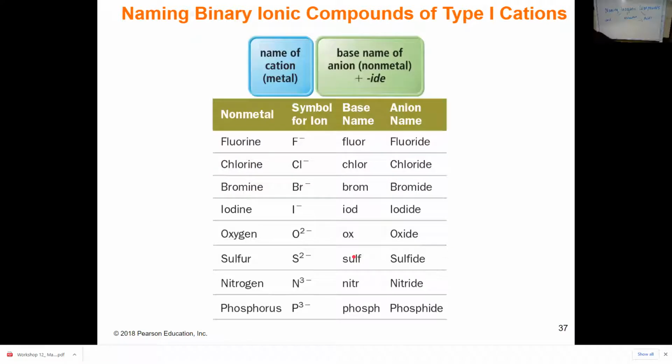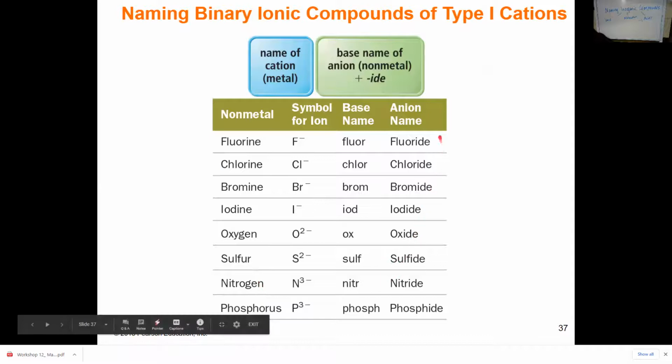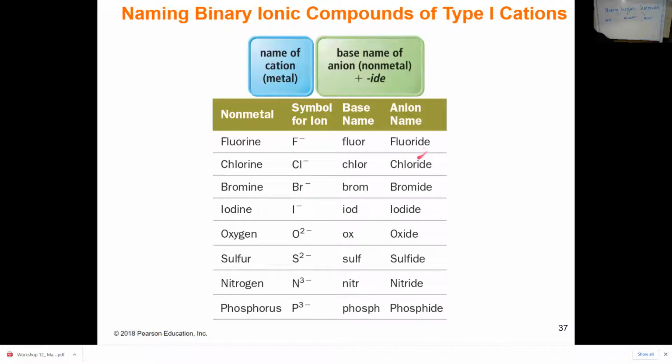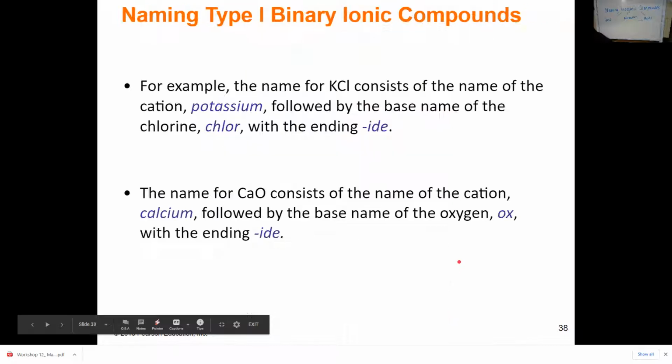And here is a list of common nonmetals and their corresponding anion forms. You'll notice that fluorine becomes fluoride. Chlorine becomes chloride. And it goes all the way down to phosphorus. So phos is the base name, and then we add the IDE ending, so it's phosphide.